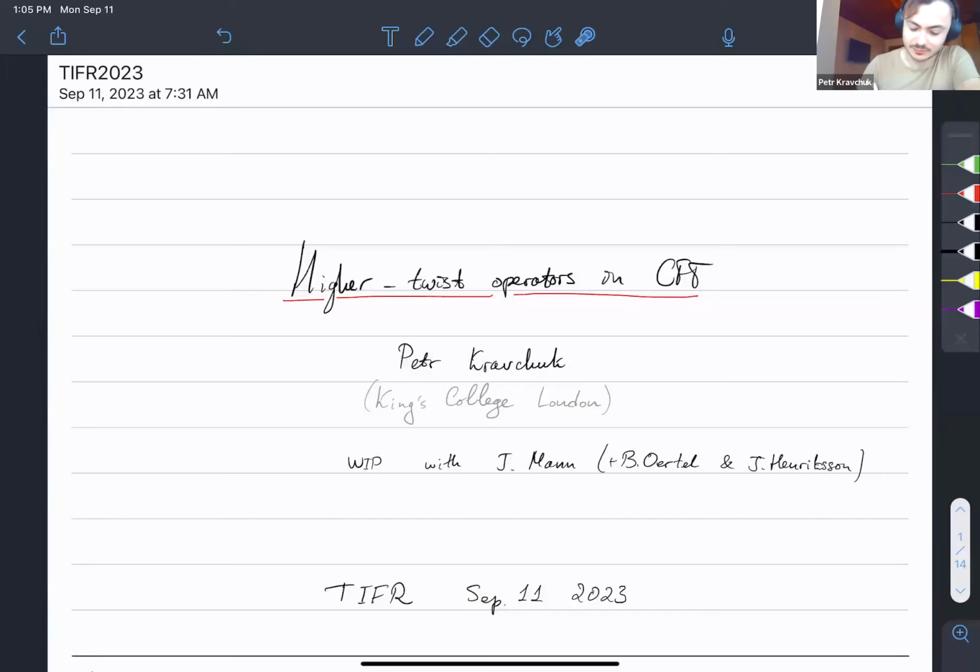This is based mostly on work in progress, so apologize if it's not too precise in places, and please do ask a lot of questions. This is work in progress mainly with Jeremy Mann, but I'll also mention some results from work with Brett Orlto and Johan Henriksen, which is also work in progress, so similar caveats apply.